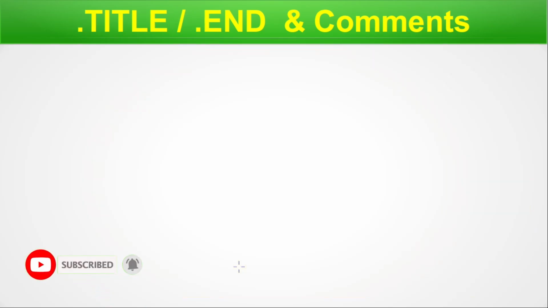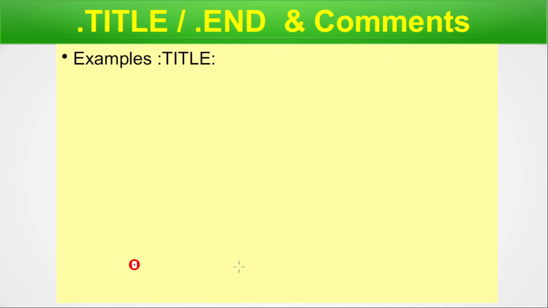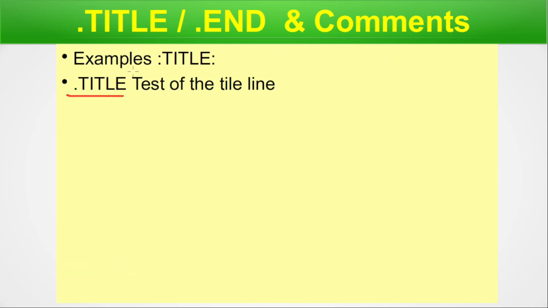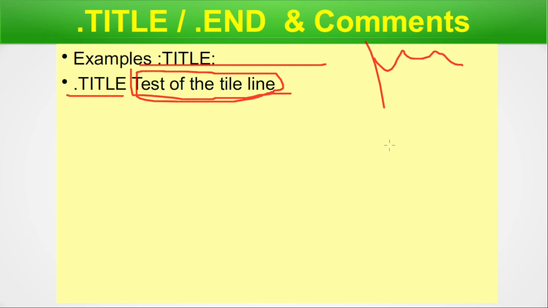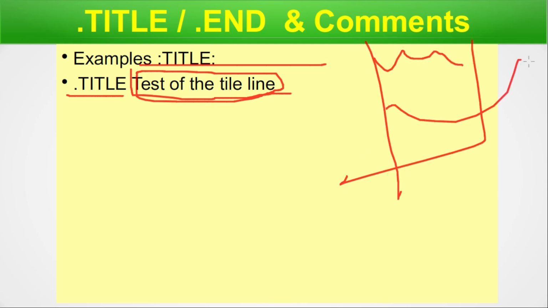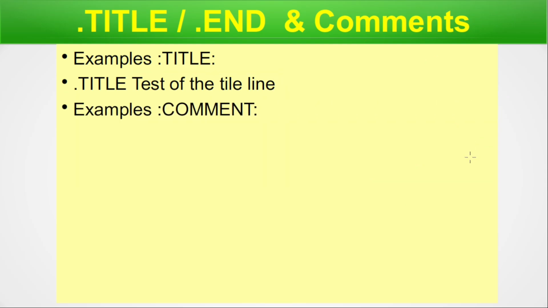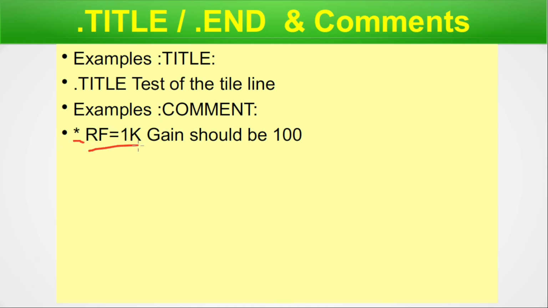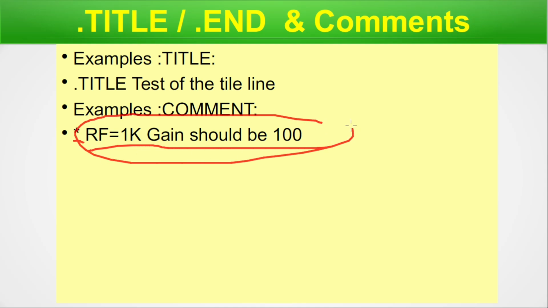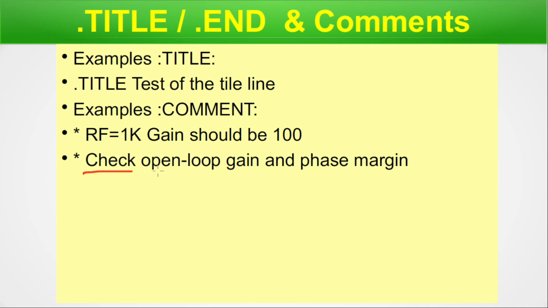So here are the examples. First, the title. You can see that .title, and then we write test of the title line. Whatever is written here comes as the first line of the terminal output or the log file of the SPICE tool. Next, example of a comment. Here you can see star, then RF equal to 1K, gain should be used for 100. So this is a comment, and this is the instruction to the designer. Next, check open loop gain and phase margin. Okay, so all these things have to be checked, right?